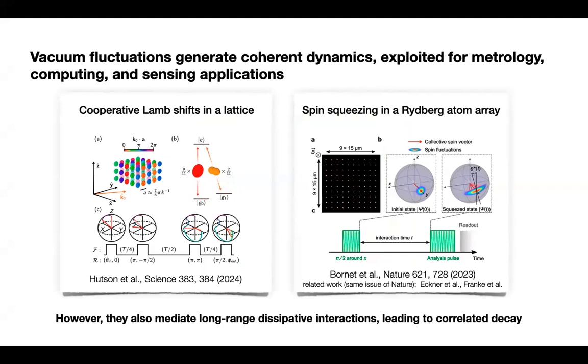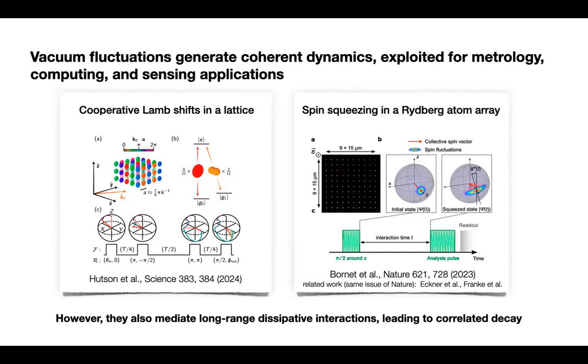So I'd like to highlight two recent pieces of work where vacuum fluctuations are harnessed, explored in atomic clocks and also in arrays of Rydberg atoms. The first paper is a paper from the group of Jun Ye in JILA, where they have a dense optical lattice of atoms. And this dense optical lattice basically gives dipole-dipole interactions between the atoms that they can measure in the clock.